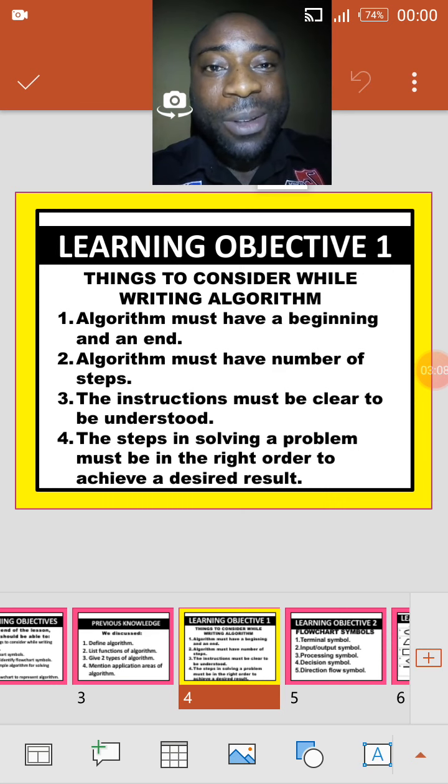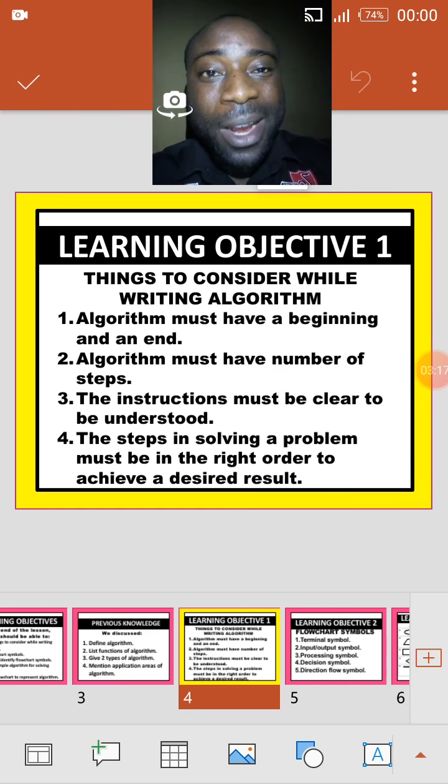Alright? Now, let's look at number 2. Algorithm must have a number of steps. Like in our example today, we have some that has 5 steps and we have another one that has 8 steps. It depends on the kind of program you are working with or the algorithm that will determine the steps that you want to take. Alright, let's look at 3. The instruction must be clear to be understood, not only by you alone, but by other programmers. Because if it is not clear, it means you are going nowhere.